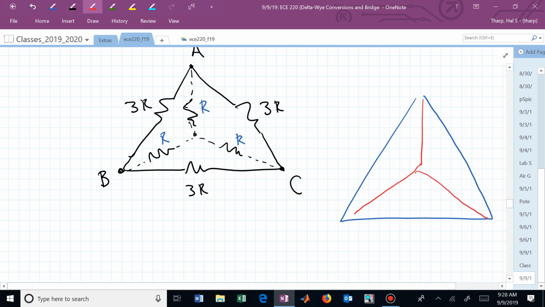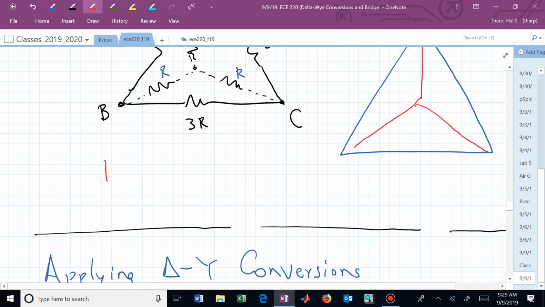What is inside the other? The Y is inside the delta. The Y is inside, so it has to be a little smaller. So it's R, and the other is 3 times that. That's maybe your intuitive or memory way to say that, oh, my Y is inside the delta.